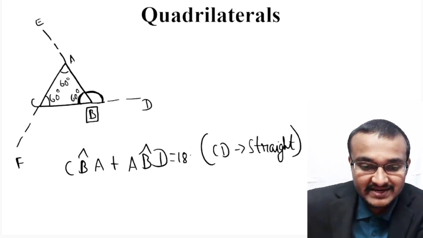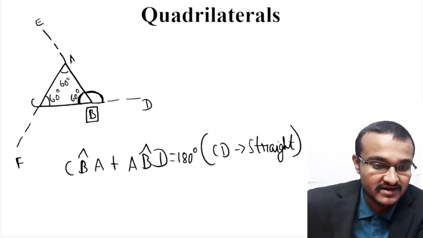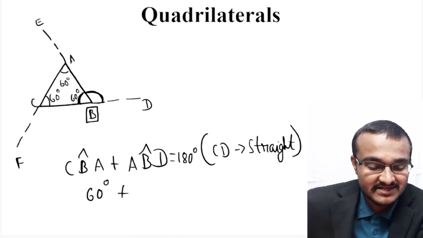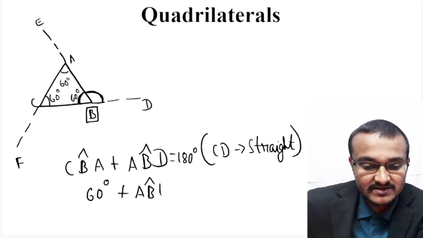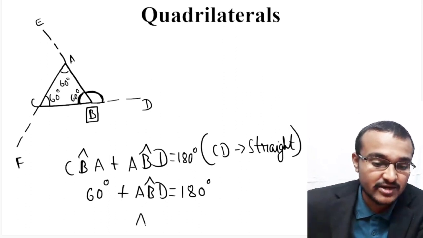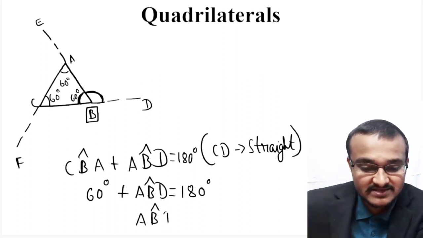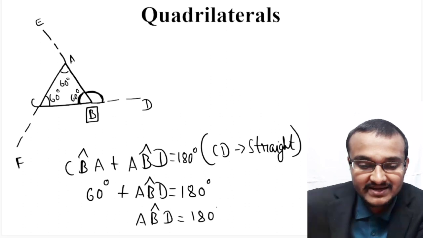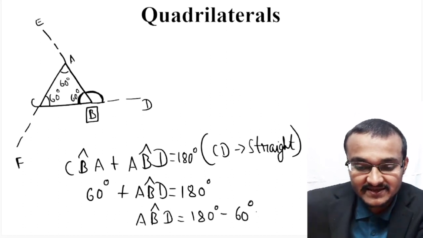So here, you know CBA is 60 degree. So I'll substitute that 60 degree here. And ABD, we don't know what ABD is, so we are leaving it as it is. So here 180 degree will be there on RHS. Now you can bring this 60 degree to RHS. So ABD will be 180 degree minus 60 degree. That will be 120 degree.